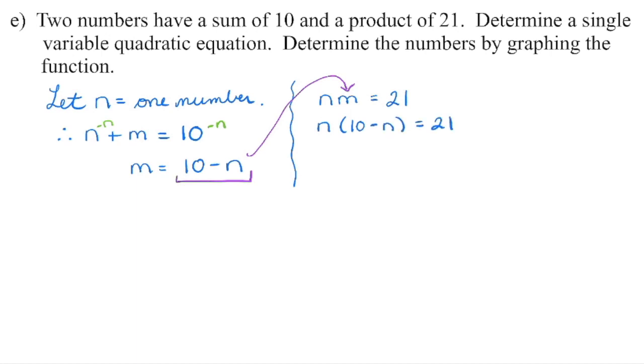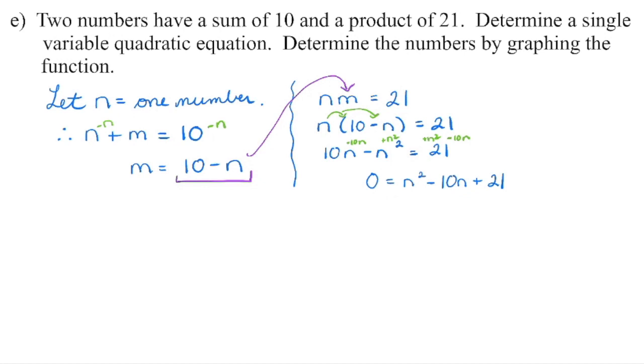We now have a single variable equation, and we can see that when we go ahead and distribute this n in to get rid of those brackets, we're going to end up with a quadratic. I'm going to have 10n minus n squared equals 21. I'm going to rearrange this to get it equal to 0, and I generally want to have a positive squared term. So I'm going to add n squared to both sides, which means I subtract 10n. I'm going to bring that left side to 0. None of those are like terms, so we're going to end up with this particular equation.